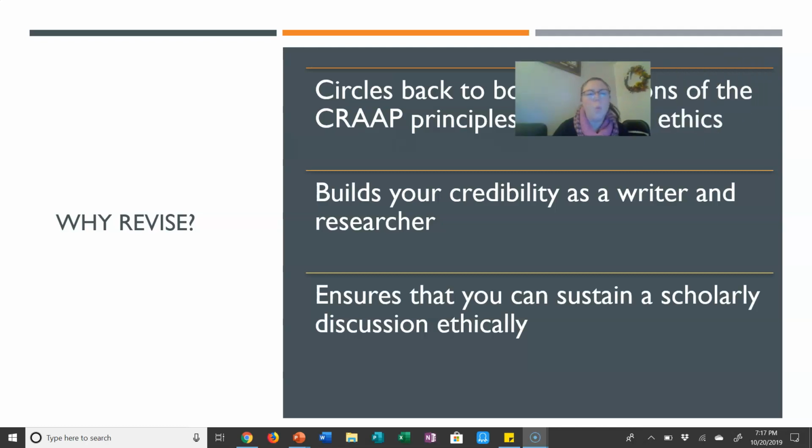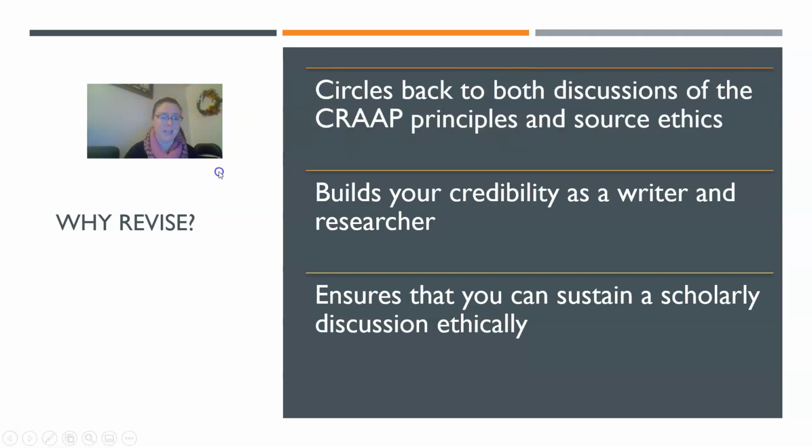All right, why revise for content accuracy? What good does that do? Honestly, I think this is, especially in today's day and age, perhaps one of the most important things we can be mindful of when we are revising our own work and we are considering how we are representing others.